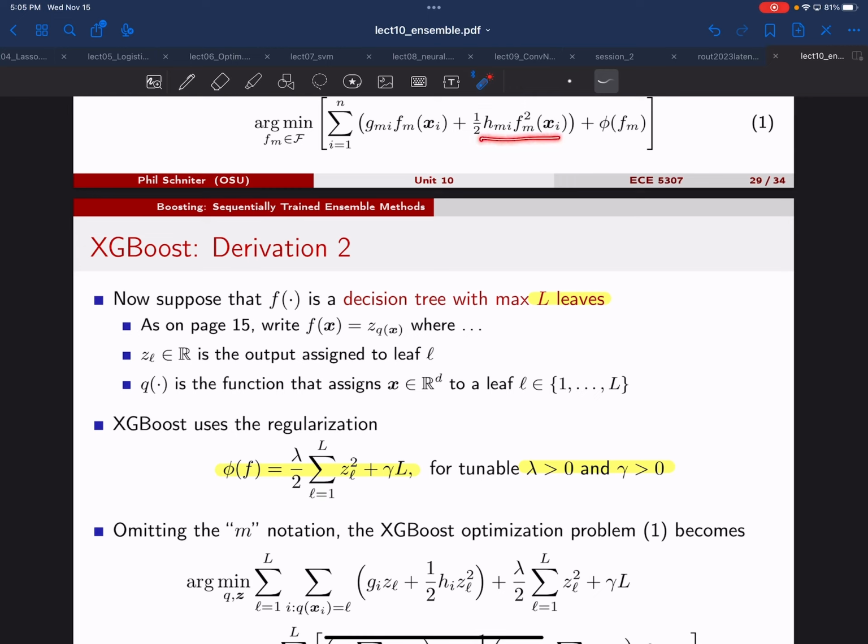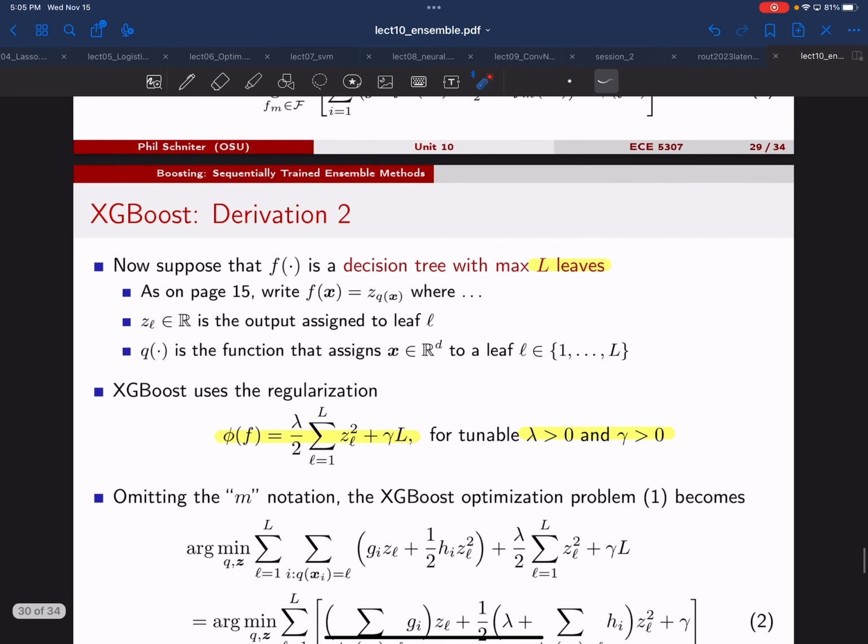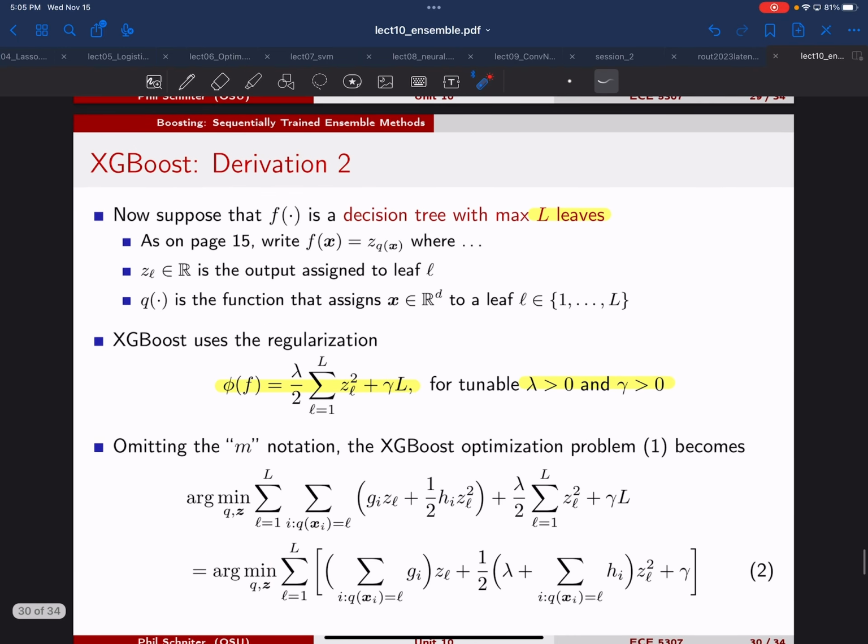In terms of this term, it's the same thing. I just have h times f squared, or h times ZL squared. And then for the last regularization term, that was written like this originally, just directly in terms of the ZLs. Okay, so this is the optimization problem we want to solve. We want to design the tree and the Z jointly to minimize this new loss. Okay, so how are we going to do this?